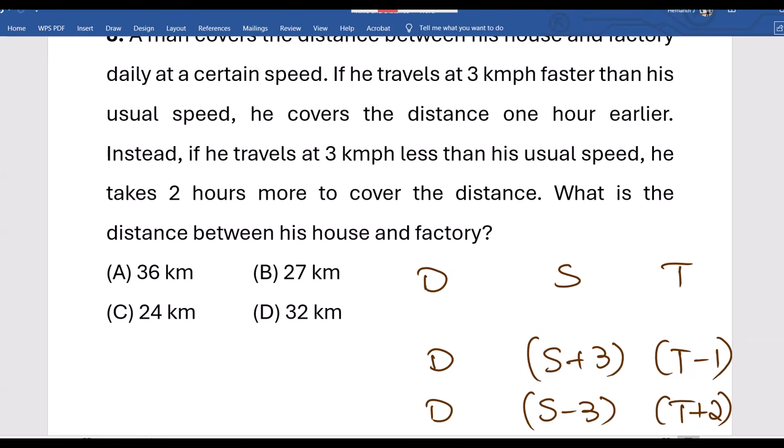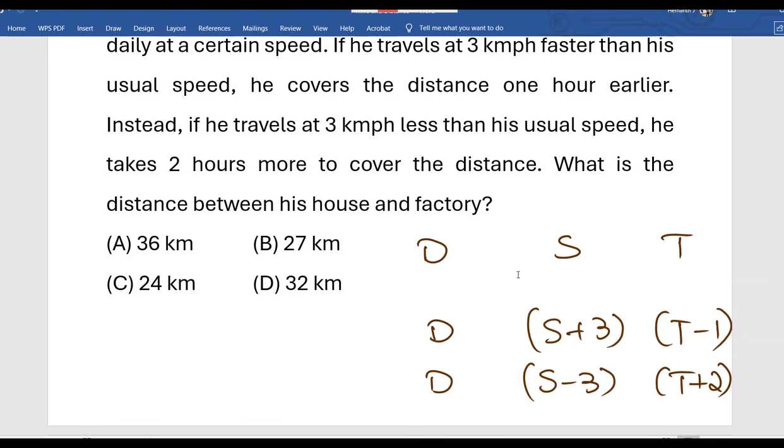You can work on it and solve. All same distance, same thing. You can take three distances. I am not writing distance is equal to speed into time; I just gave three parameters here. In all cases distance is D, speed is S and time is T, but here speed is S plus 3 and time is T minus 1. Why S minus 3, sir? The speed is 3 kilometers per hour less. Why T plus 2 at that time? 2 hours more.